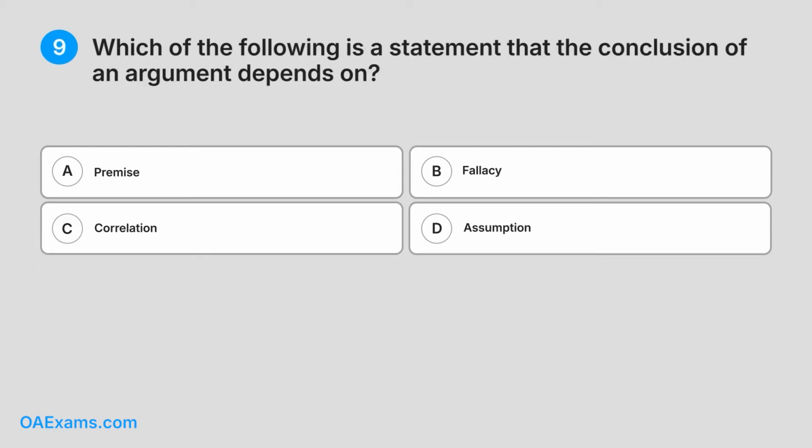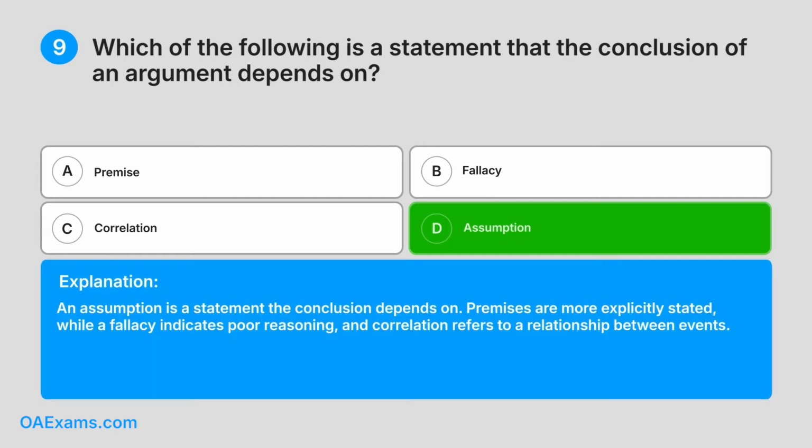9. Which of the following is a statement that the conclusion of an argument depends on? A. Premise. B. Fallacy. C. Correlation. D. Assumption. What do you think is the answer? Correct answer. D. Assumption. Explanation. An assumption is a statement the conclusion depends on. Premises are more explicitly stated, while a fallacy indicates poor reasoning, and correlation refers to a relationship between events.